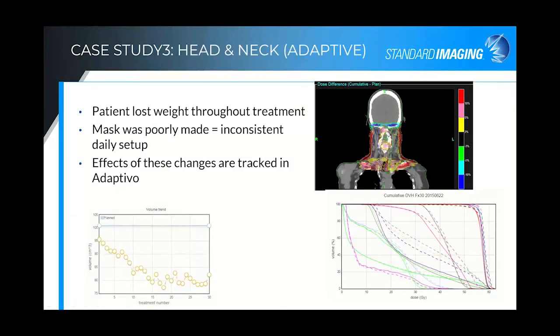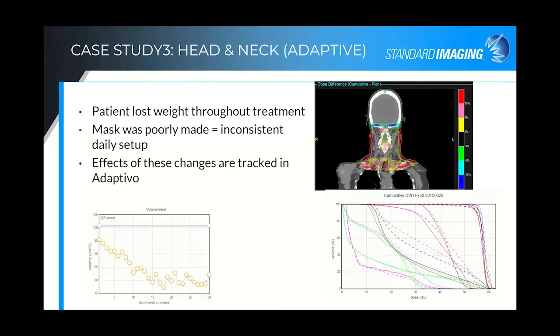The next case study is again reviewed using the adaptive module. And so this is a head and neck case. And as is common, the patient lost weight during treatment and the mask was poorly made. And so daily setup was inconsistent.